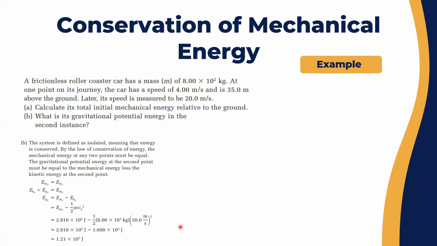We can say EP2, which we need in the second half of the question, equals EM1 minus EK2. We have EM1 already, 2.8 times 10 to the power of 5, minus 1 over 2 mass times velocity 2 squared. We have all these variables as given. The EP2, or potential energy 2, would be 1.21 times 10 to the power of 5 joules.